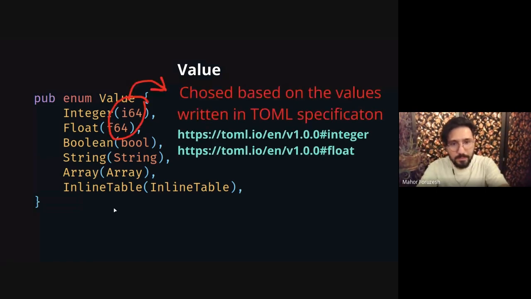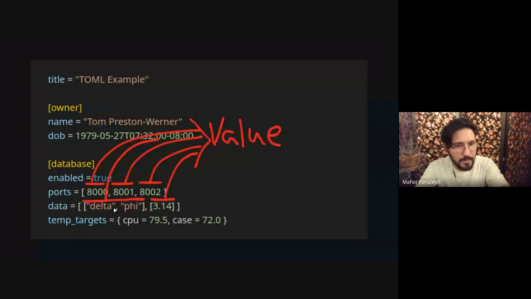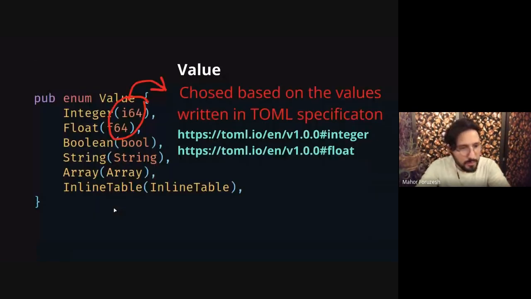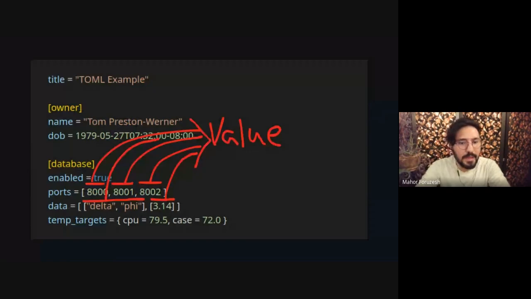So we can use these primitive types to represent our integer value and float value. And yeah, that's it. Let's go to the array.